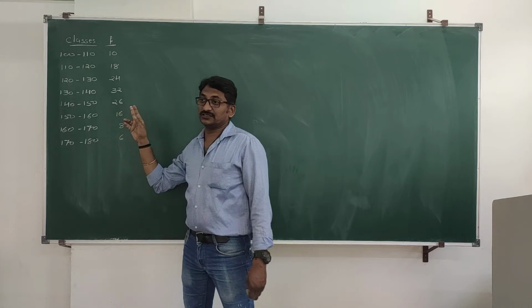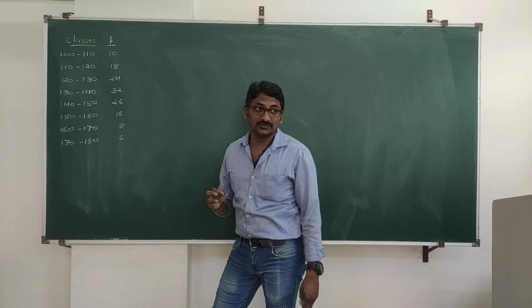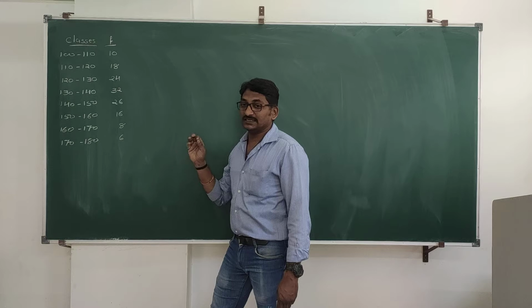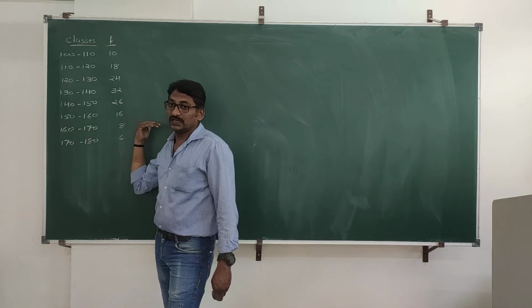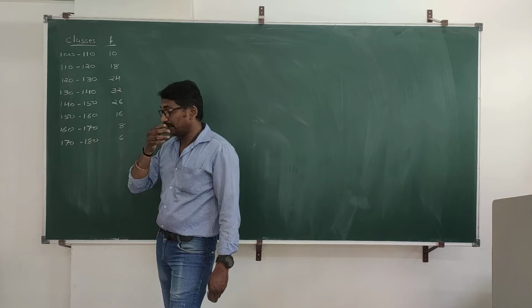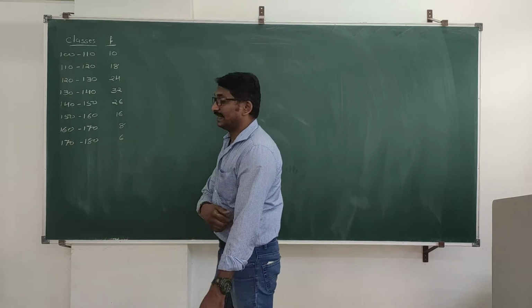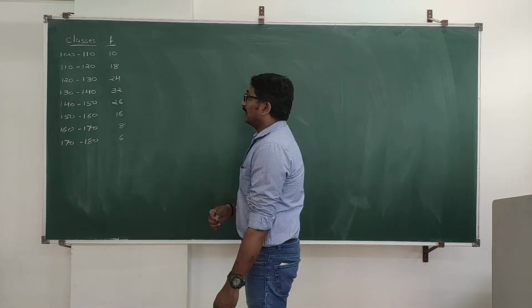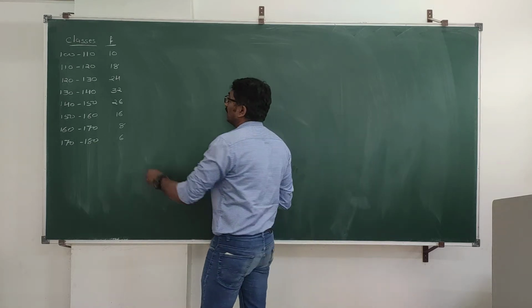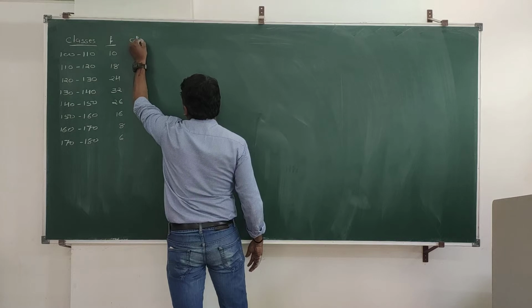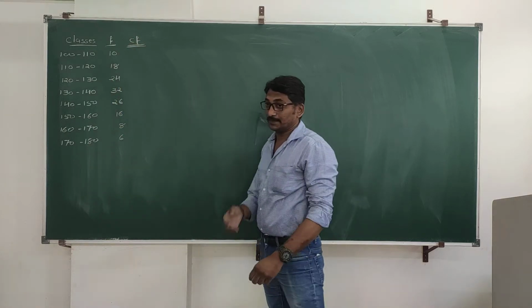Check the class intervals whether it is exclusive method or inclusive. Exclusive means it is a simple problem. If it is inclusive, you know how to convert inclusive to exclusive, then we have to start. But it is an exclusive method, so directly you can start. Now again we have to calculate Q1, Q2 and Q3, right? And to calculate Q1, Q2, Q3, again the CF column is required.